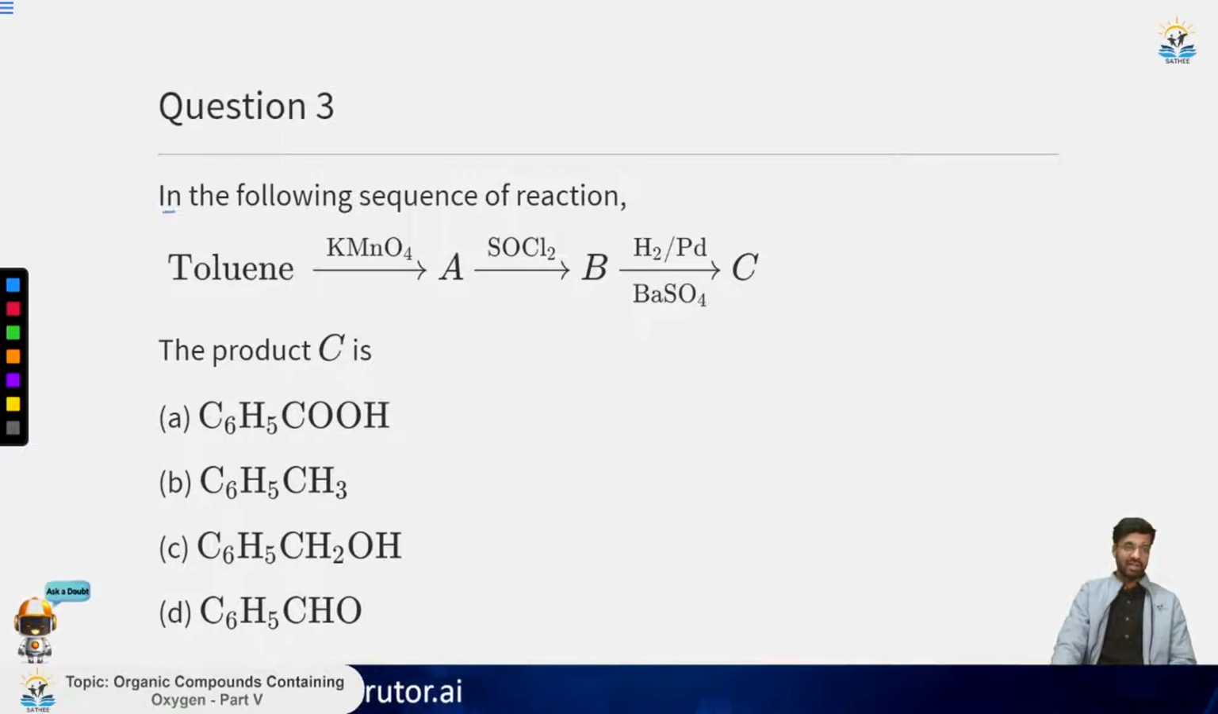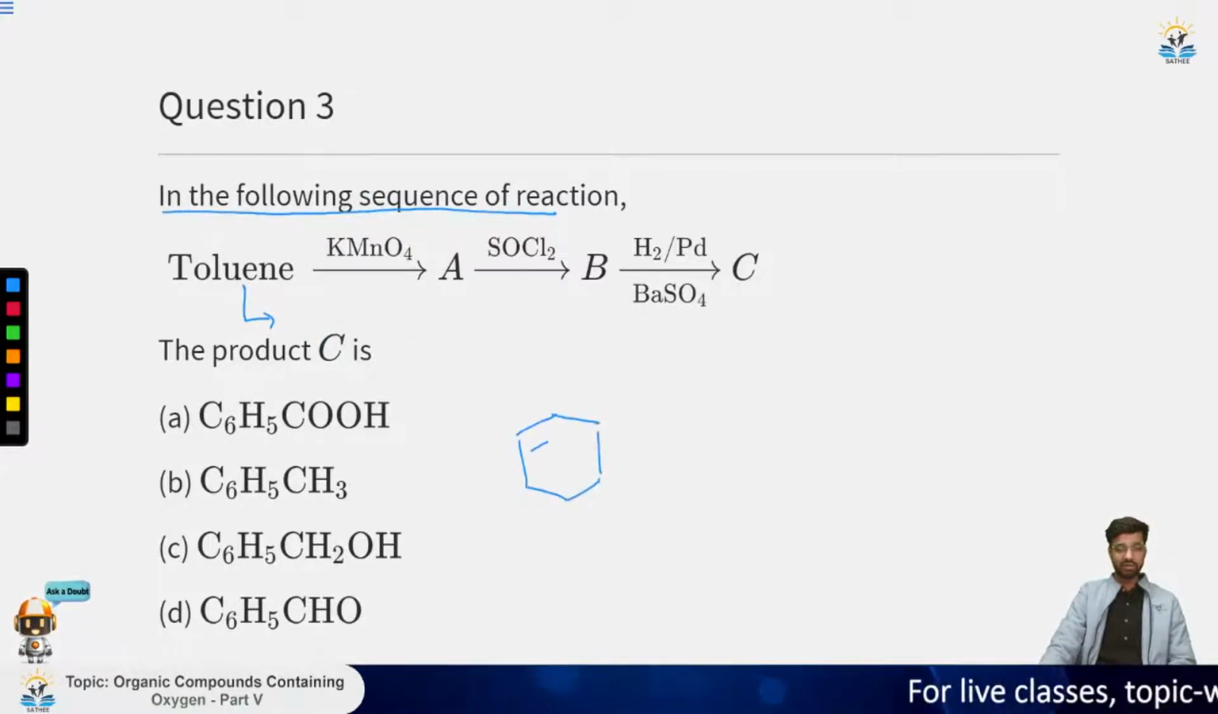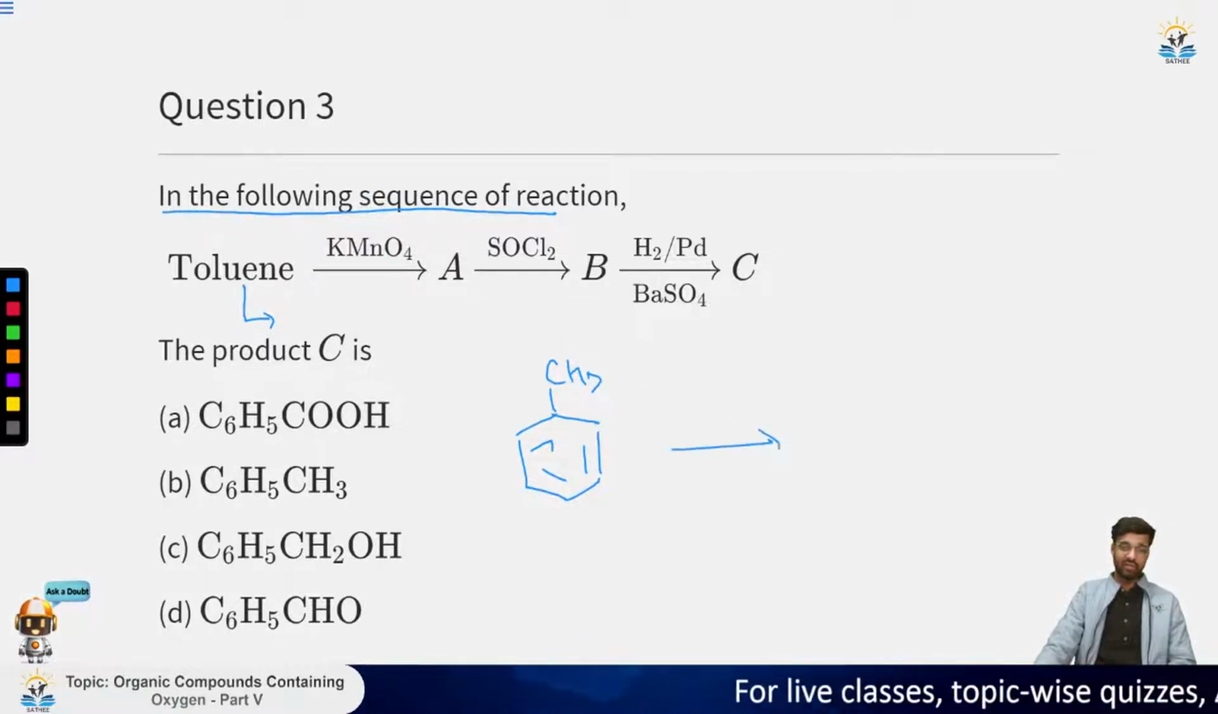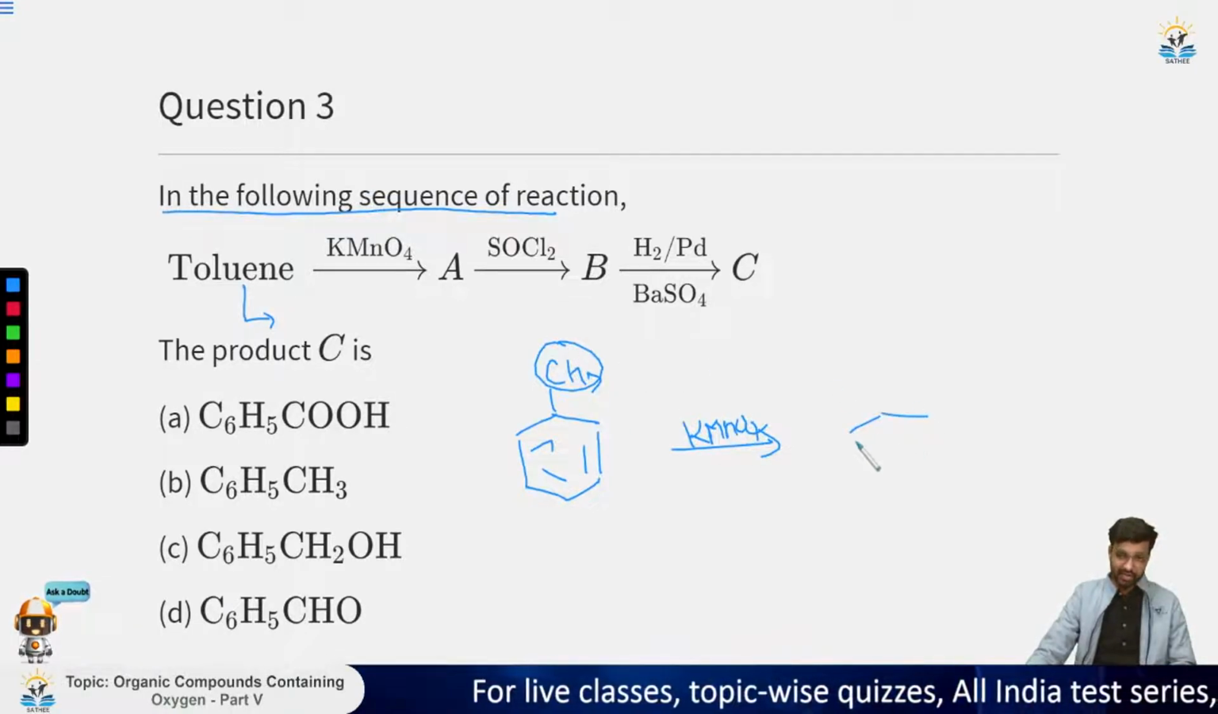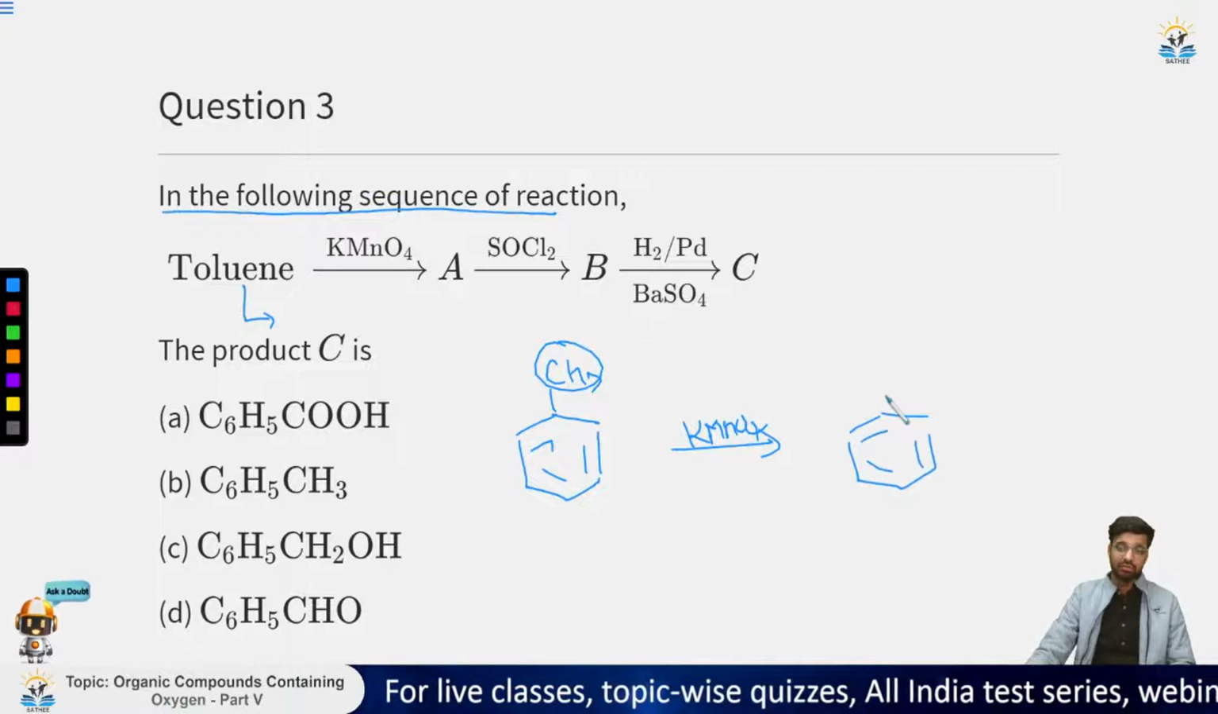Now again I have put another transformation here. So what have I taken? I have taken toluene. So what does toluene look like? Toluene is this. Now upon addition of KMnO4, as I have told you earlier, whatever the chain length it has, it will convert it directly into benzoic acid.